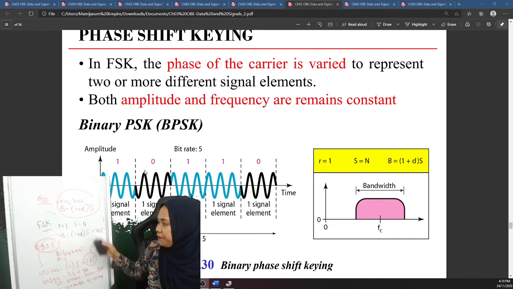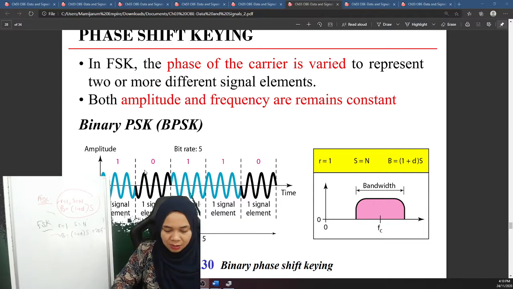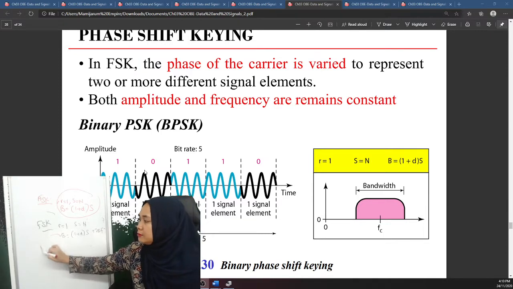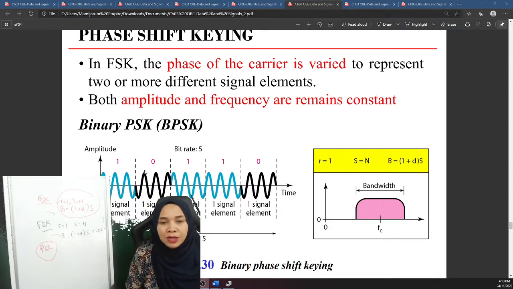Last is phase shift key. Alright, phase shift key is another modulation technique. So PSK is named phase shift key. Only the phase changes. What remains constant is amplitude and also frequency.